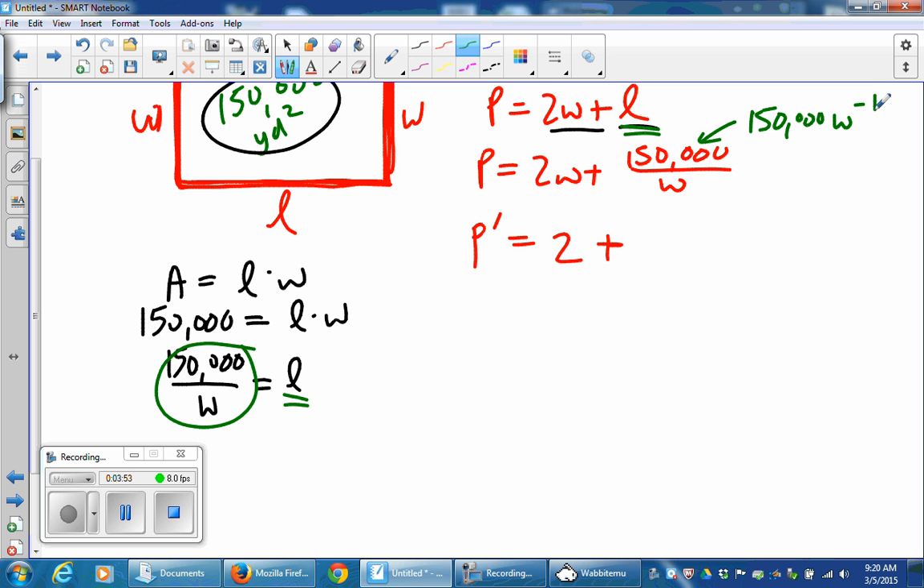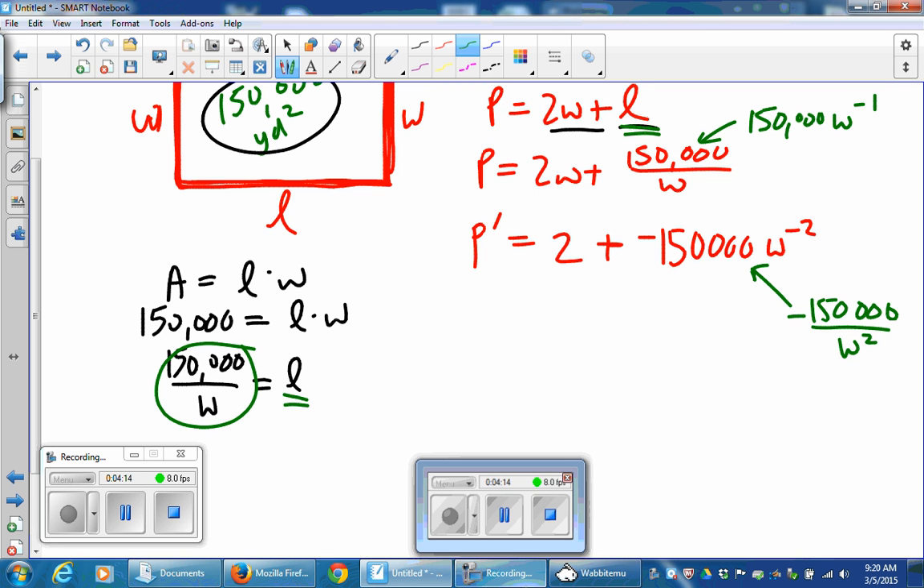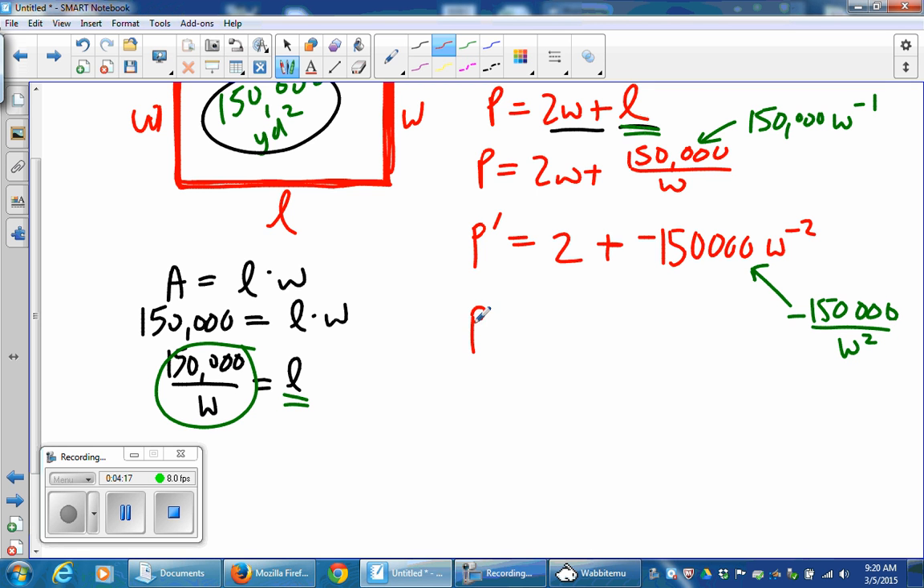Why am I doing that? Because then I don't have to worry about the quotient rule. I can just use the power rule: bring the negative 1 to the front, so negative 150,000 W to the negative 2. If I rewrite this, it's really negative 150,000 over W squared. You'll get the same thing if you do the quotient rule. So that is our derivative. And what do you do with the derivative? You set it equal to 0.